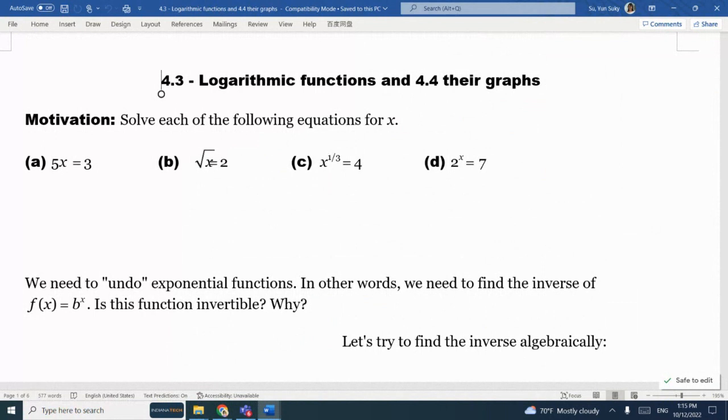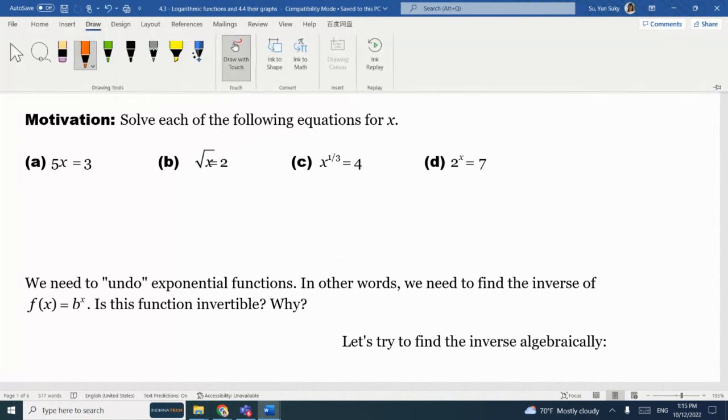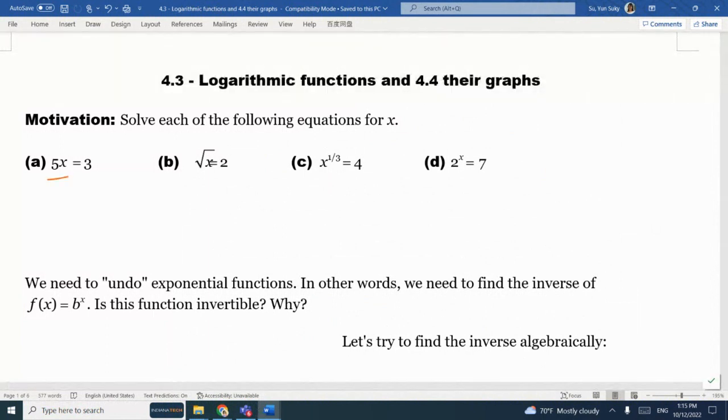So motivation. How do we solve the following equations for x? Okay, so if we have 5x equals 3, how do we solve for x? What operation do we do on both sides? Divided by 5, exactly, right? So x equals 3 over 5, okay? Because multiplication and division, they are inverse operations. That's why we want to get rid of the 5, we divided both sides by 5.